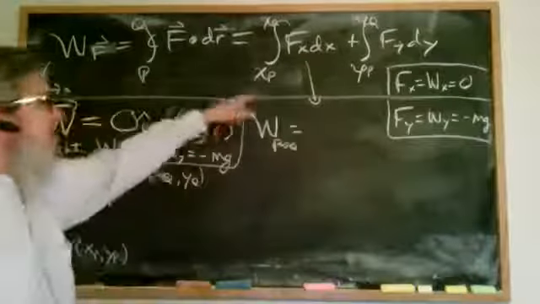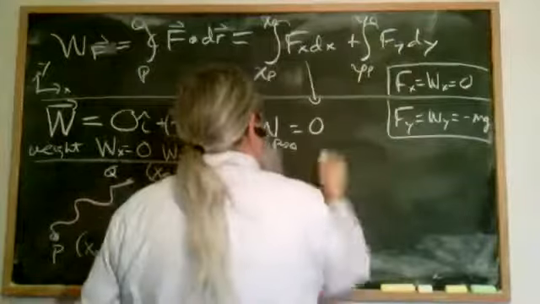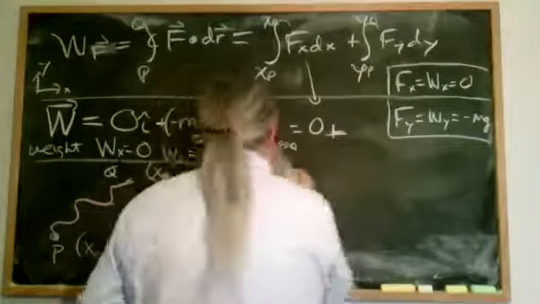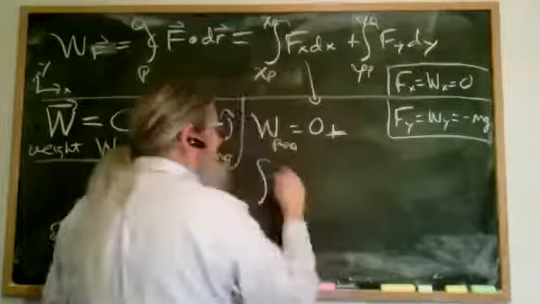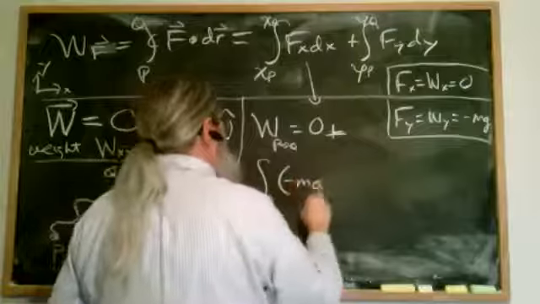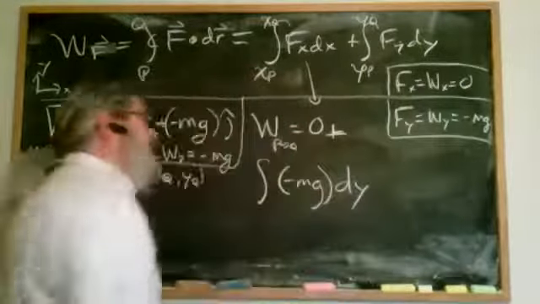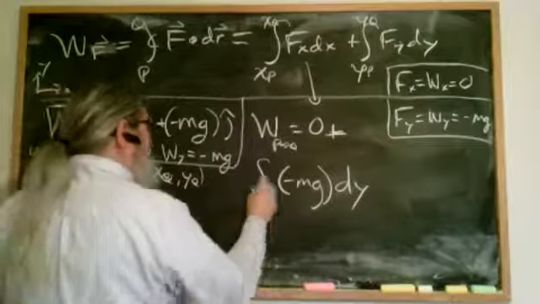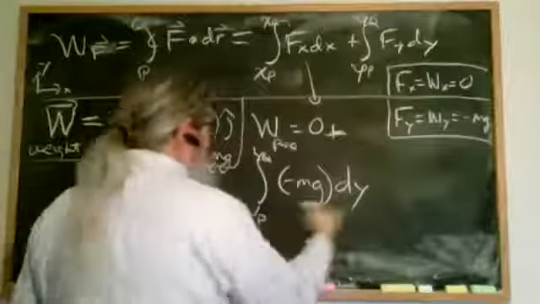So in this case, the integral of 0 is 0, so that's just 0, plus the integral of this term here, f of y, which is just negative mg, dy. And the only issue is, where do I integrate from? I integrate from y sub p to y sub q. Okay, so that means that the work, well, this is an easy integral.